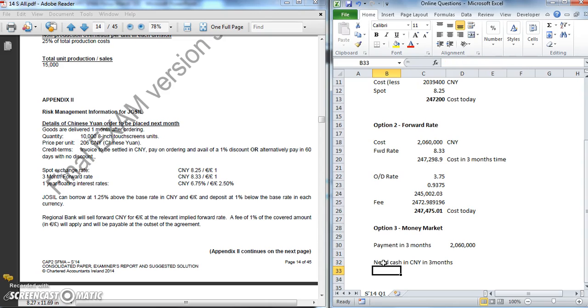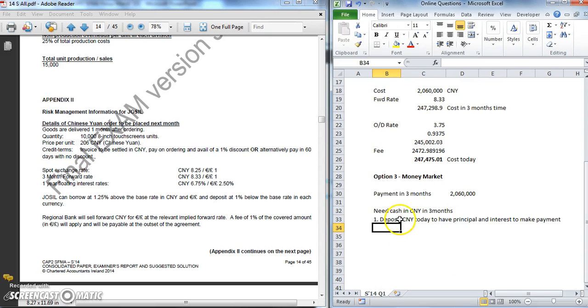So what you need to do then is deposit Chinese yuan today to have principal and interest to make payment. So if you deposit enough Chinese yuan today to make sure that in 3 months' time, after it earns a bit of interest, you get your 2 million. So based on that, today you must buy Chinese yuan using euros, and we do that at spot. So we know we need 2.06 million.